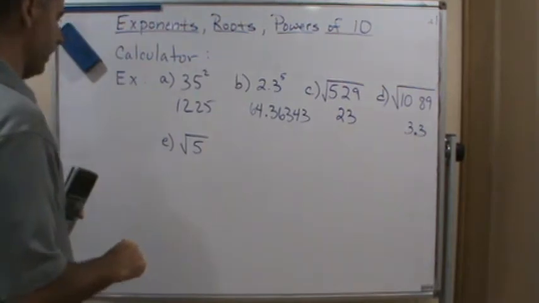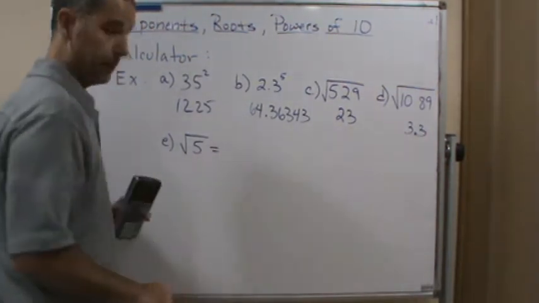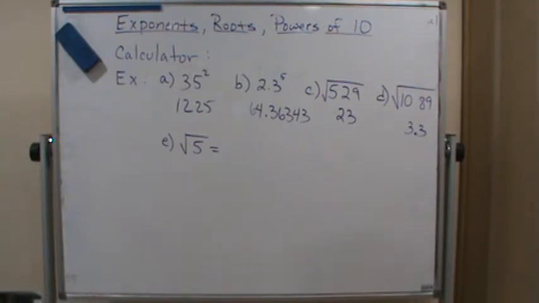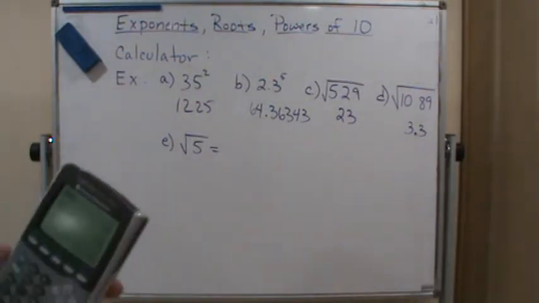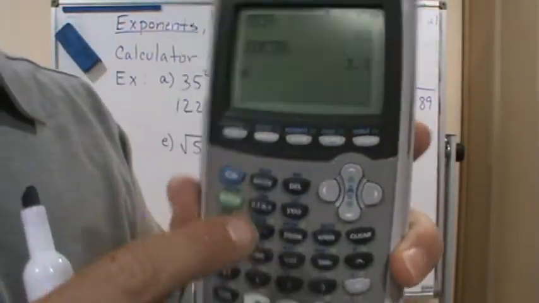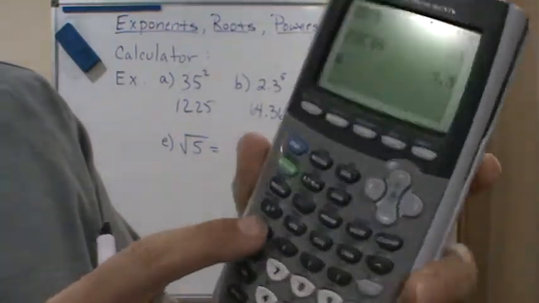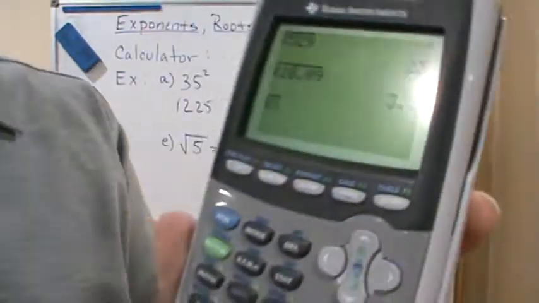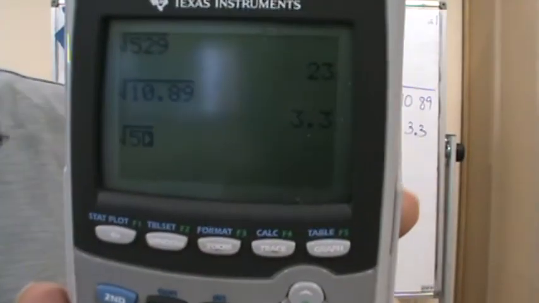Now the last one is not a perfect square. In fact, this one is not going to give us a nice round number. It's not going to even have a terminating decimal like in part B. But let's round to the nearest hundredths place. Let's do the same thing. We're going to take the square root of 5. So again, I'm going to do second, square root, and then put 5 in there, and then hit enter.